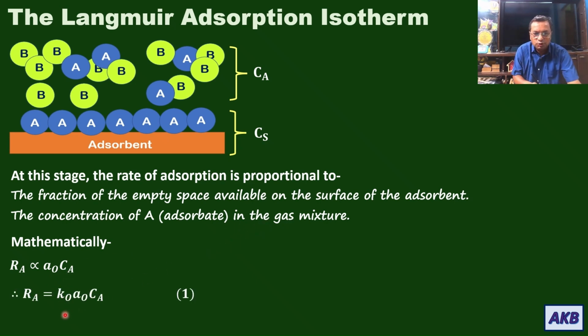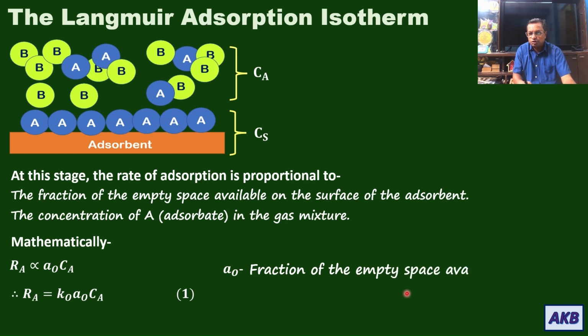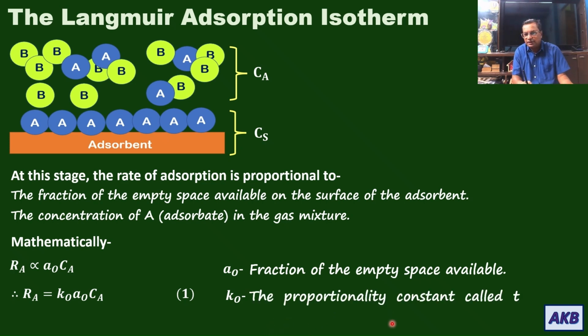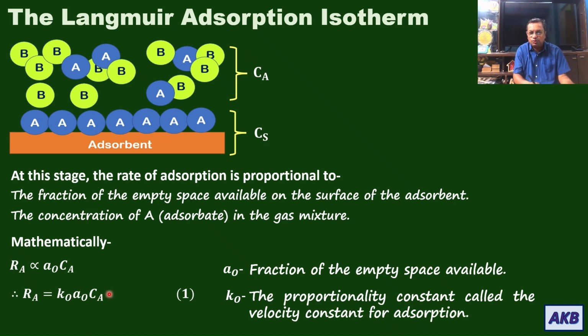If you remove the proportionality, you will have Ra is equal to K naught into A naught into Ca. I am calling it equation number 1. In this case, A naught is the fraction of the empty space available on the surface of the adsorbent, K naught is a proportionality constant, and that proportionality constant is called the velocity constant for adsorption. And Ca is the concentration of A in the gas mixture.